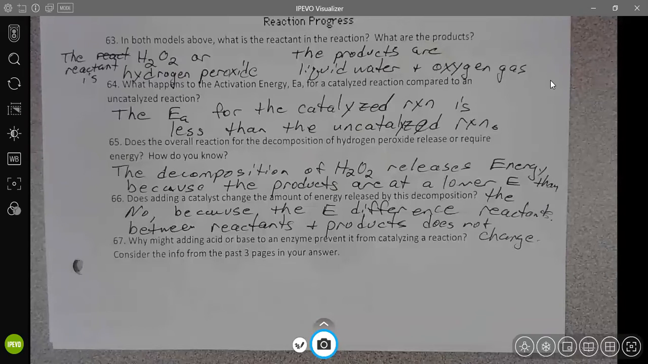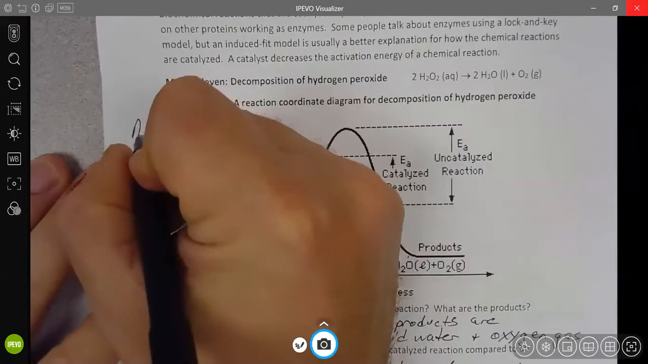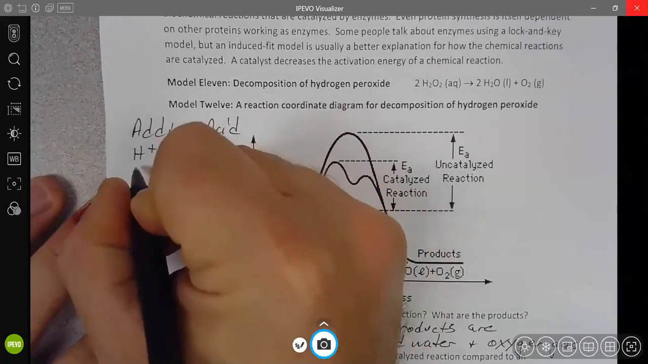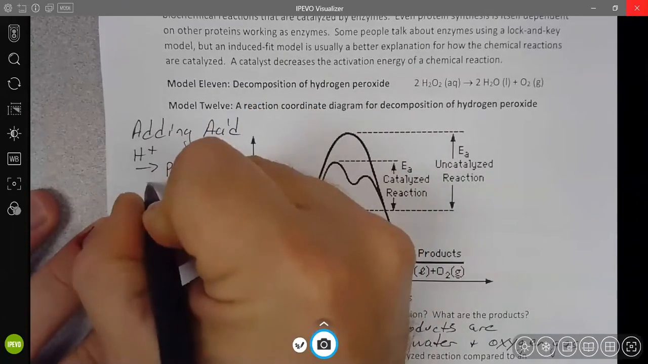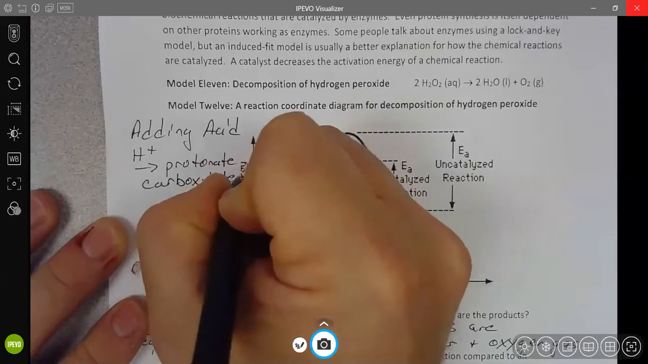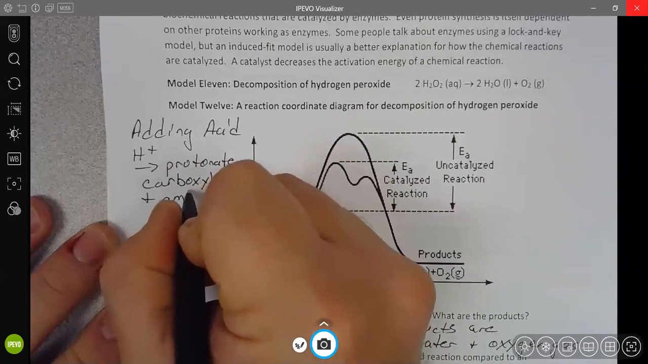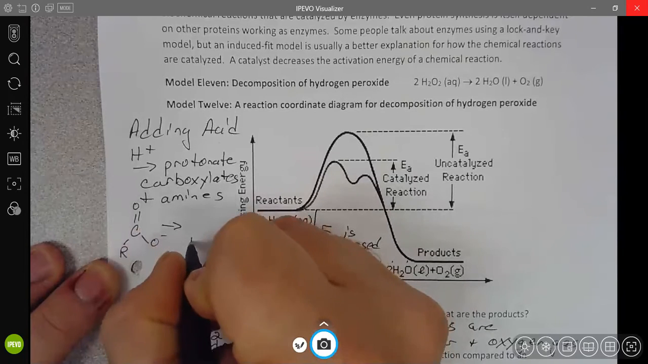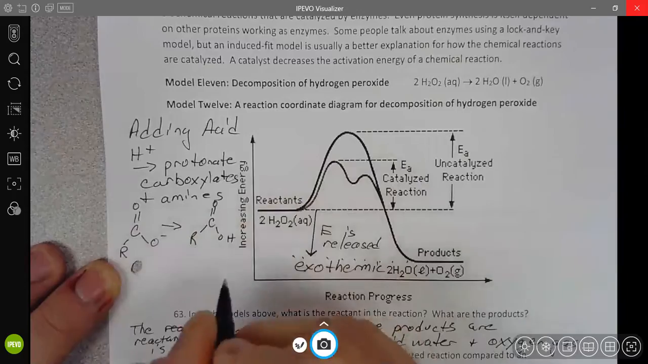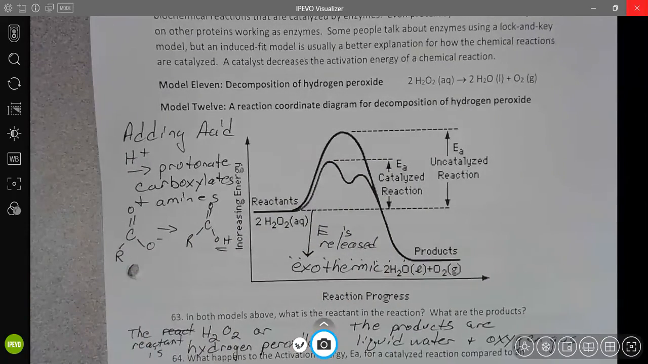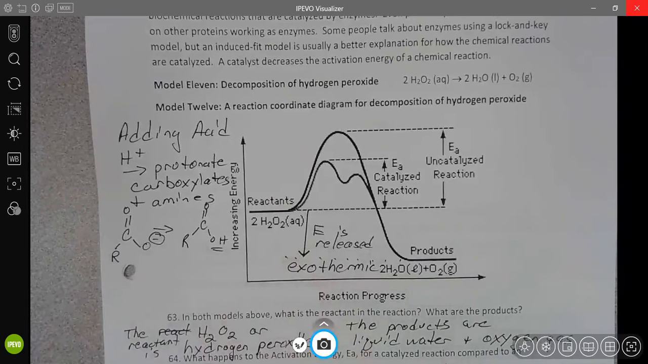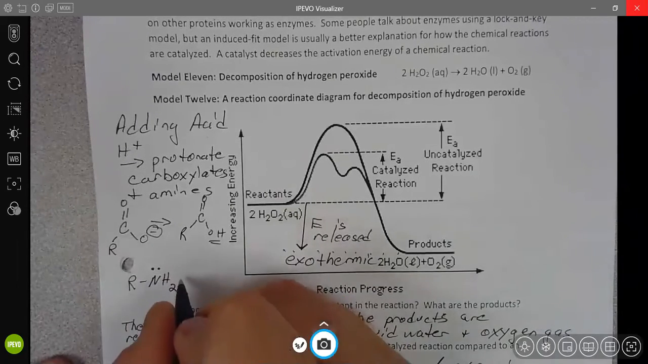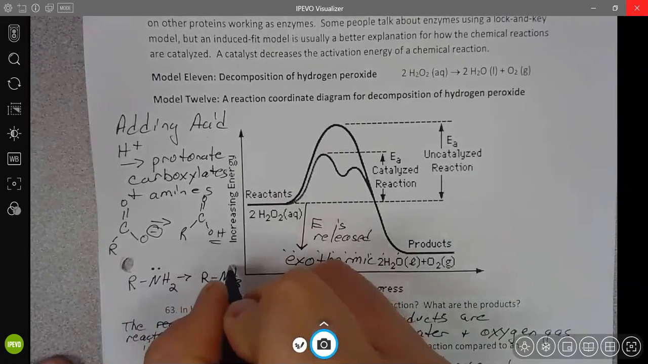All right, so when you add an acid, you're going to be adding H+. This is going to protonate carboxylates and amines. So our COO minuses are going to pick up H pluses and they're going to turn into carboxylic acid groups. That's going to increase the amount of hydrogen bonds that can form, but it's going to decrease the amount of ionic interactions. Our amines, which are normally like RNH2, and there's a lone pair there on the nitrogen, those are going to be protonated NH3 with a positive charge.